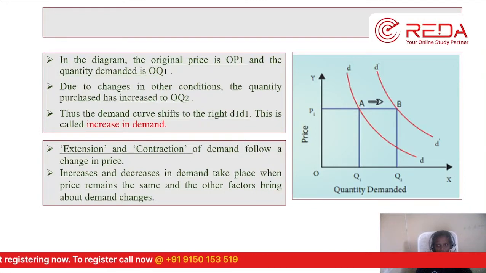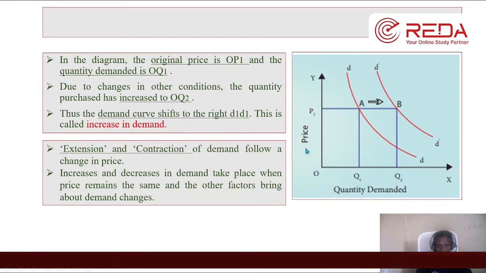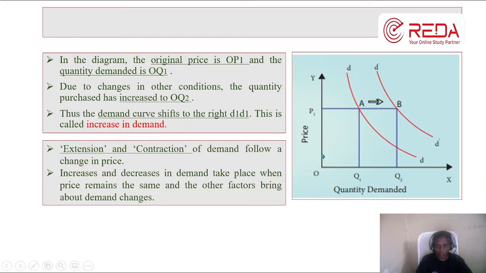You see, this is the other situation where we take the quantity demanded on the x-axis and the price on the y-axis. The original price level is from 0 to P1. If the price level of the commodity is from 0 to P1, the quantity demanded will be from 0 to Q1. This is the quantity demanded when the price is 0 to P1. A is the point where the demand curve occurs.